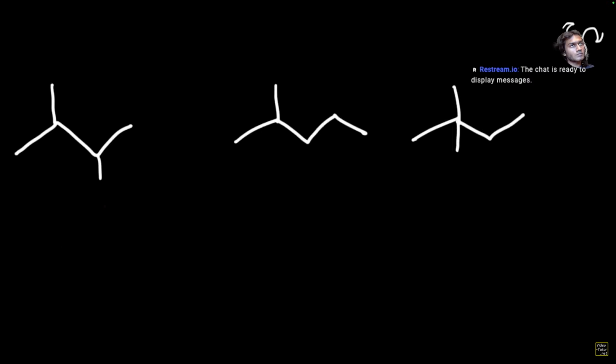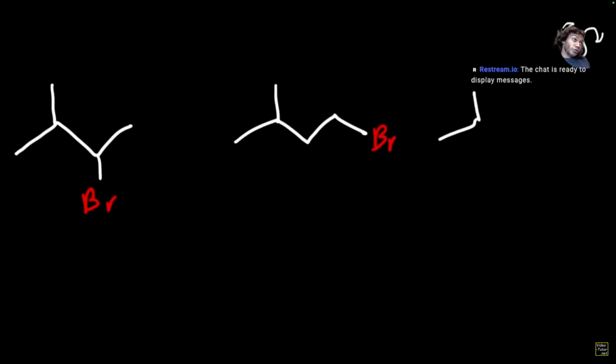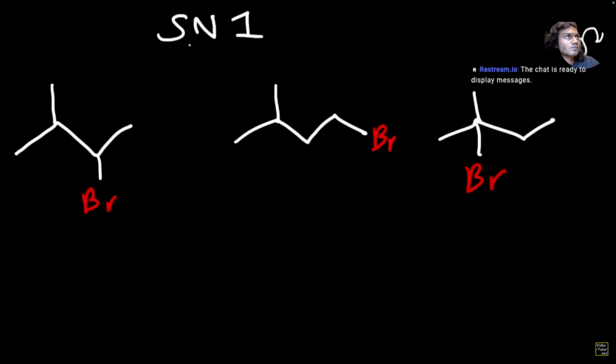Which one is most reactive towards an SN1 reaction? The third one. Let me redraw this one, putting some space between the second alkyl halide and the last. Tertiary for SN1; for SN2, it's primary. So which of these alkyl halides is most reactive in an SN1 reaction?